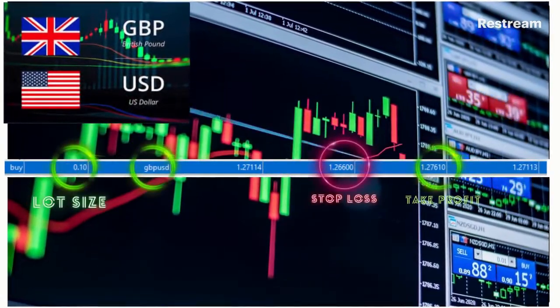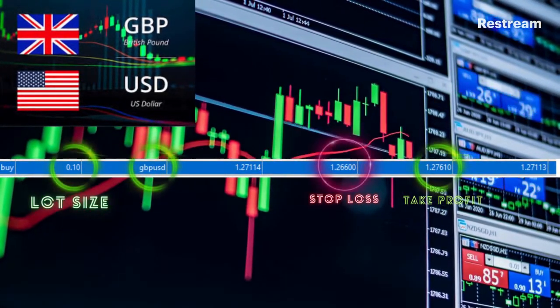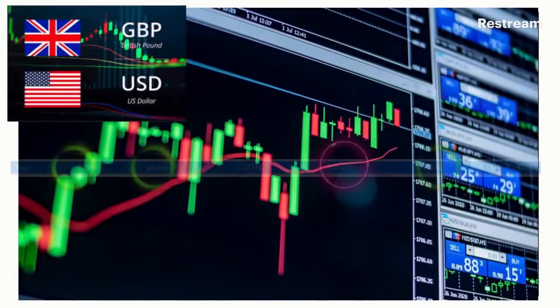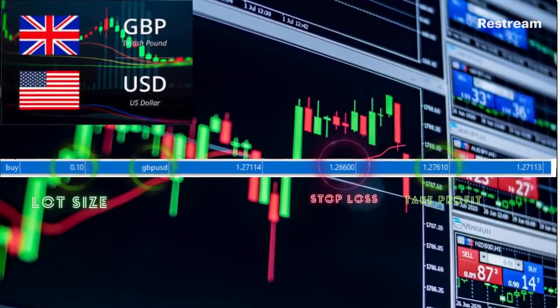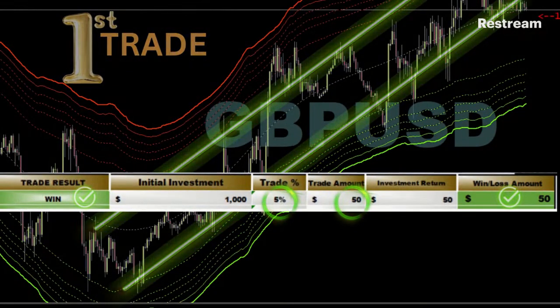The currency pair I traded was British pound US dollar with 0.1 lot size for each trade, and each trade followed a strict 50 points take profit and stop loss rule. Here's how the trades unfolded. First trade. The trade amount was $50, 5% of $1,000. It was a winner, so I made a $50 profit.